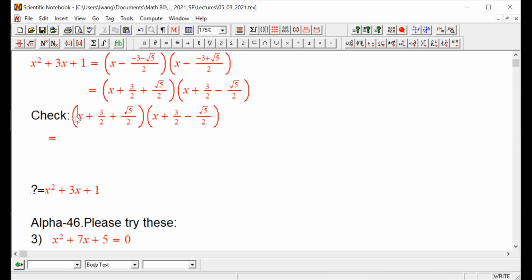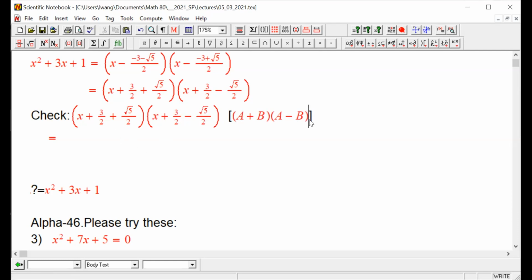So what we do is we treat this as a plus b multiplied by a minus b. What is the a? This is the a. And what is the b? This guy is the b. So a plus b, a minus b. And of course, our a is x plus 3/2.